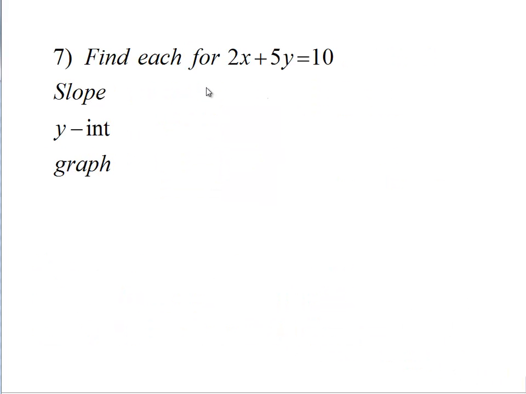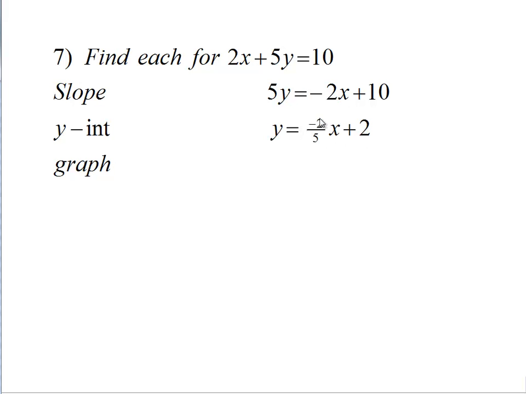Number 7, find each. We want the slope. To get the slope, we have to get y by itself. Subtract 2x, so you have 5y equals -2x plus 10. You need to divide by 5. y is -2/5 x plus 10 divided by 5, which makes 2.